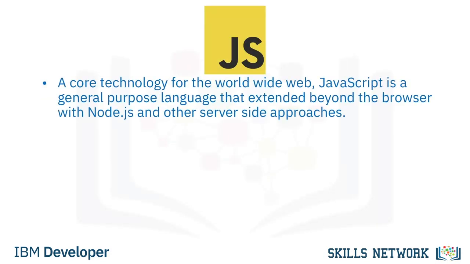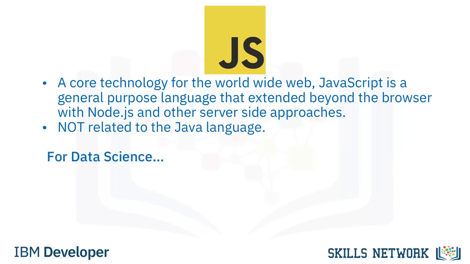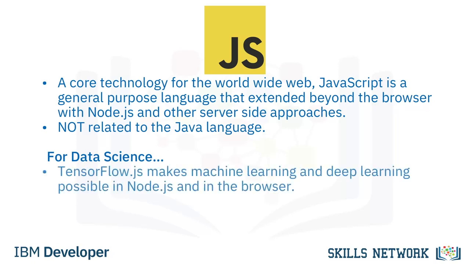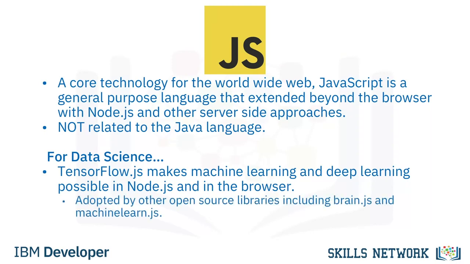A core technology for the World Wide Web, JavaScript, is a general-purpose language that extended beyond the browser with the creation of Node.js and other server-side approaches. JavaScript is not related to Java language. For data science, the most popular implementation is undoubtedly TensorFlow.js. TensorFlow.js makes machine learning and deep learning possible in Node.js as well as in the browser. TensorFlow.js was also adopted by other open-source libraries, including Brain.js and MachineLearn.js.